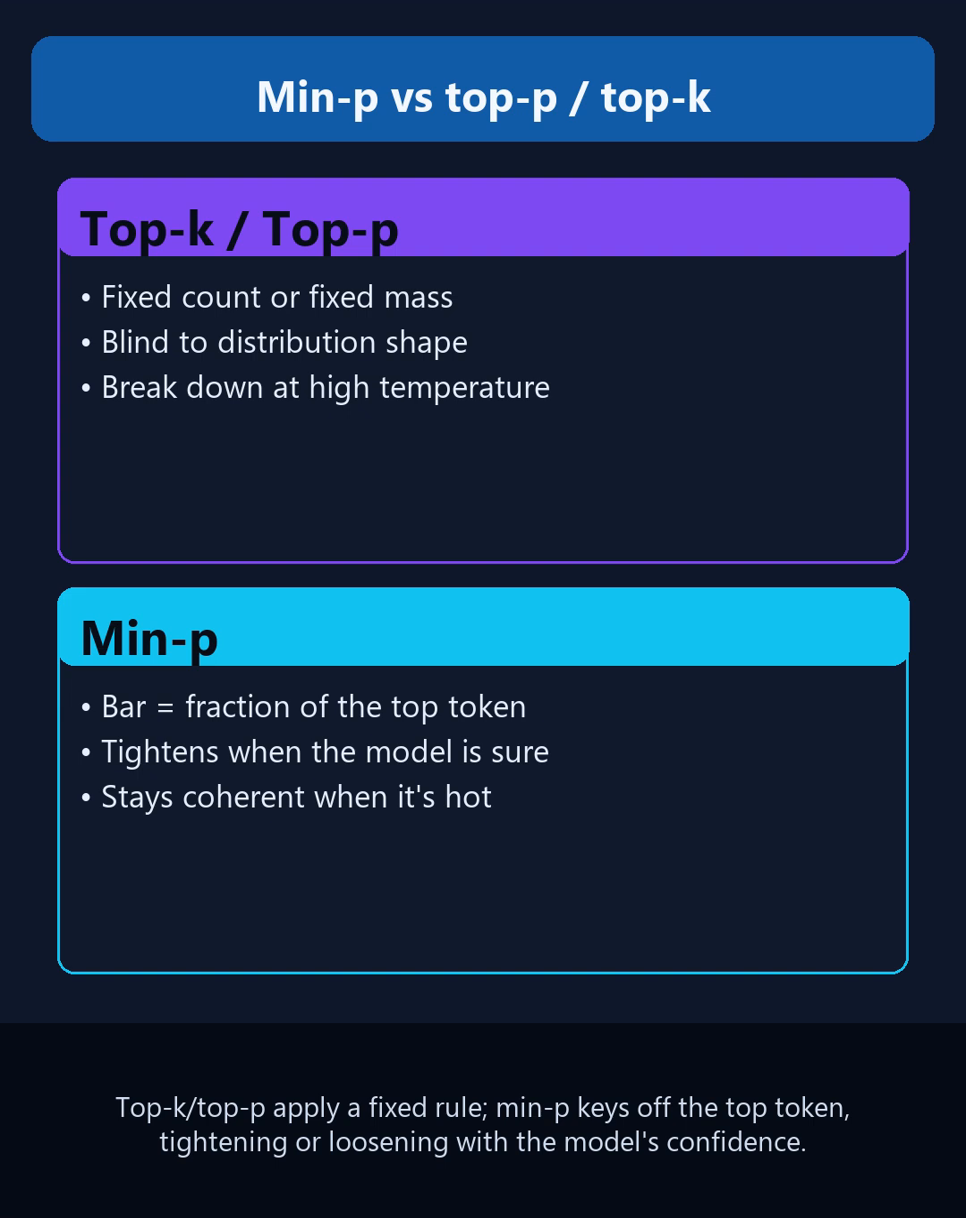Against the alternatives, top K ignores the shape of the distribution, so it can cut good tokens or admit bad ones. Top P reacts to cumulative mass, but it still struggles at high temperature. MinP keys off the single top token, so it tightens automatically when the model is sure and loosens when it is guessing. That is why it stays coherent in exactly the hot settings where top P falls apart.